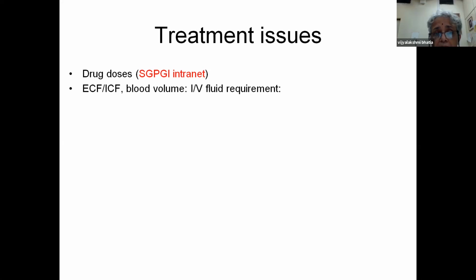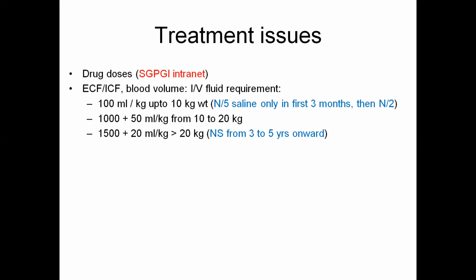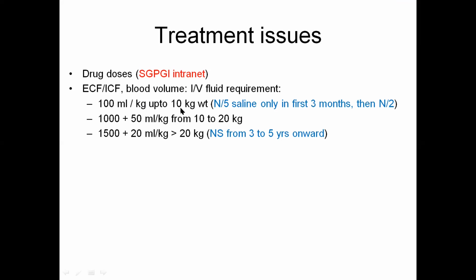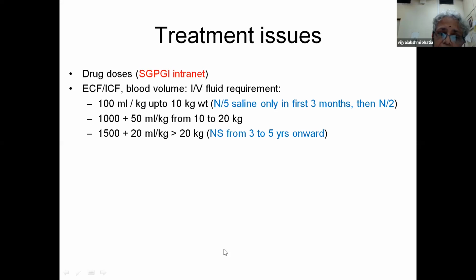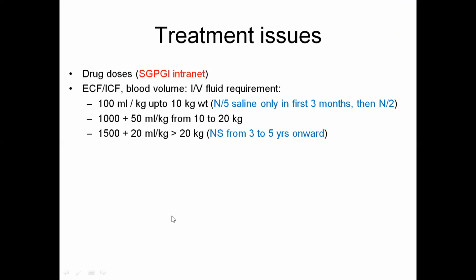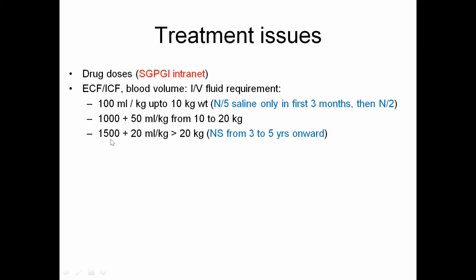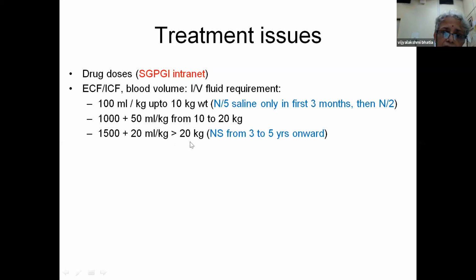The IV fluid requirement and the blood volume are different in babies, and this is the calculation which pediatricians use. 100 ml per kg is the maintenance IV fluid up to 10 kg. After 10 kgs and up to 20 kgs is 1 liter and 50 ml per kg. And beyond 20 kgs is 1500 plus 20 ml per kg.